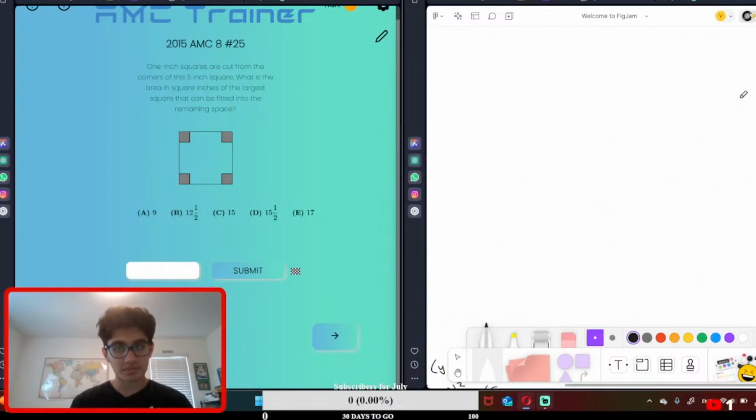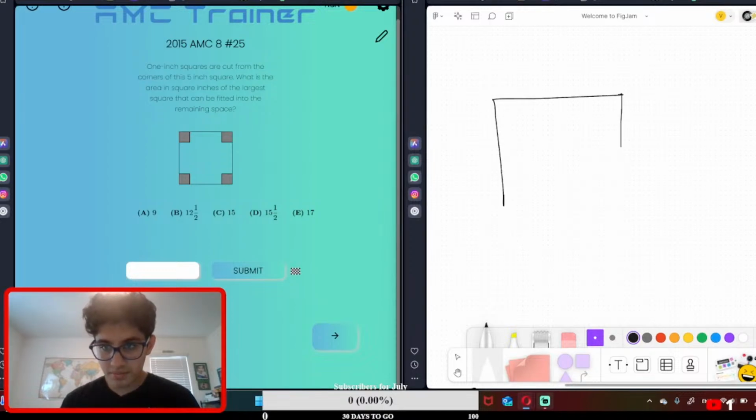Okay, now this one. So let's see. 1-inch squares are cut from the corners of this 5-inch square. What is the area in square inches of the largest square that can be fitted into the remaining space? Okay, so 5 inch. So obviously you can have 4 by 4, right? Sorry, yeah. If you're cutting, oh wait. It's a bit trickier than I thought.